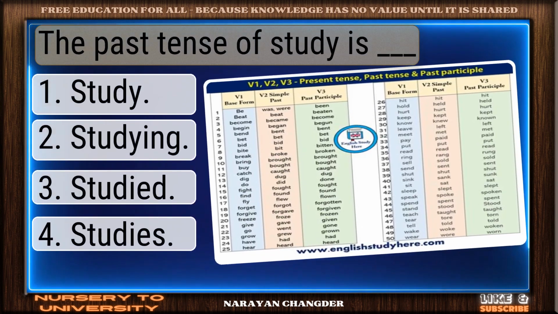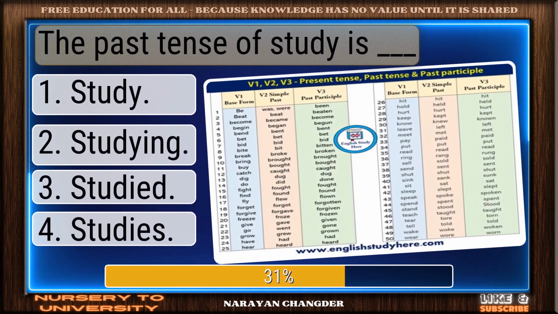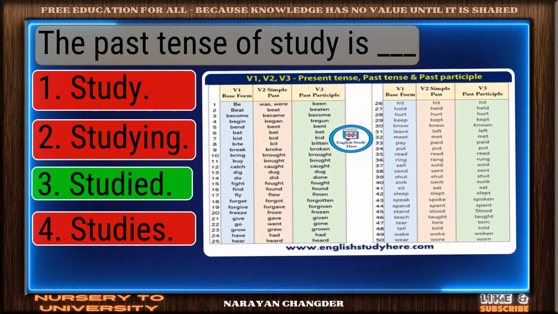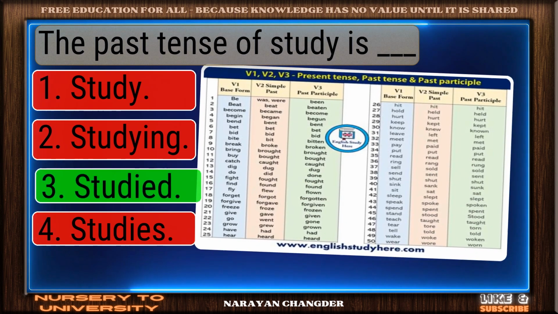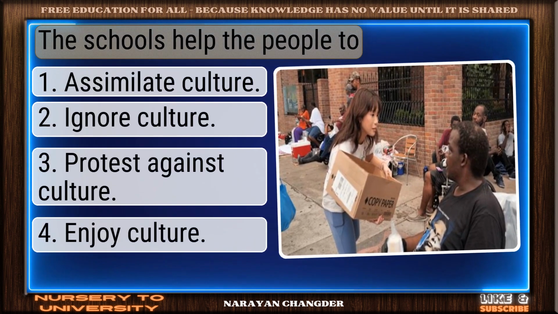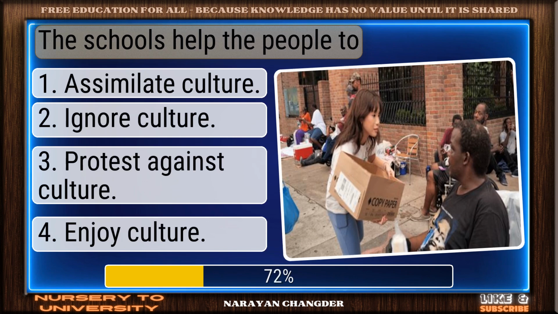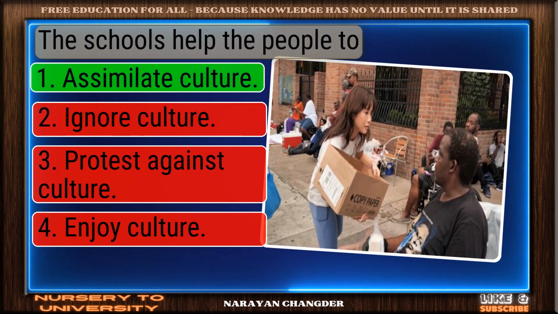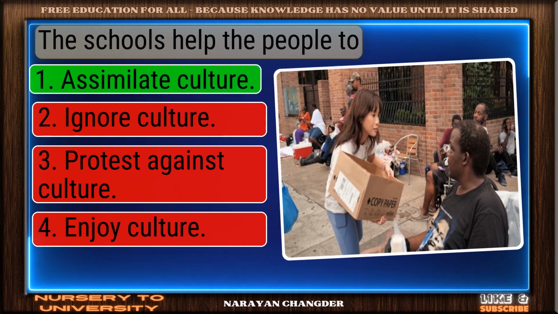The past tense of study is dash. Correct. Studied is the right answer. The schools help the people to. Nicely done. Assimilate culture is a solid answer.